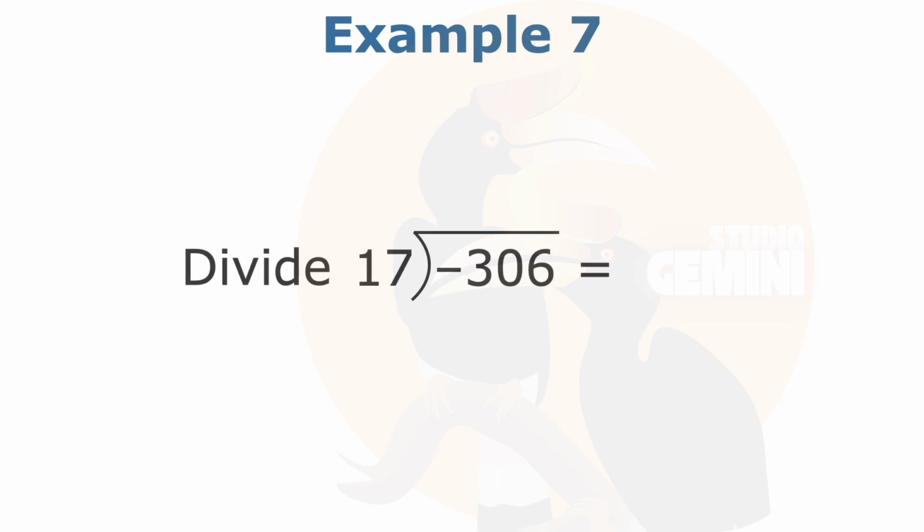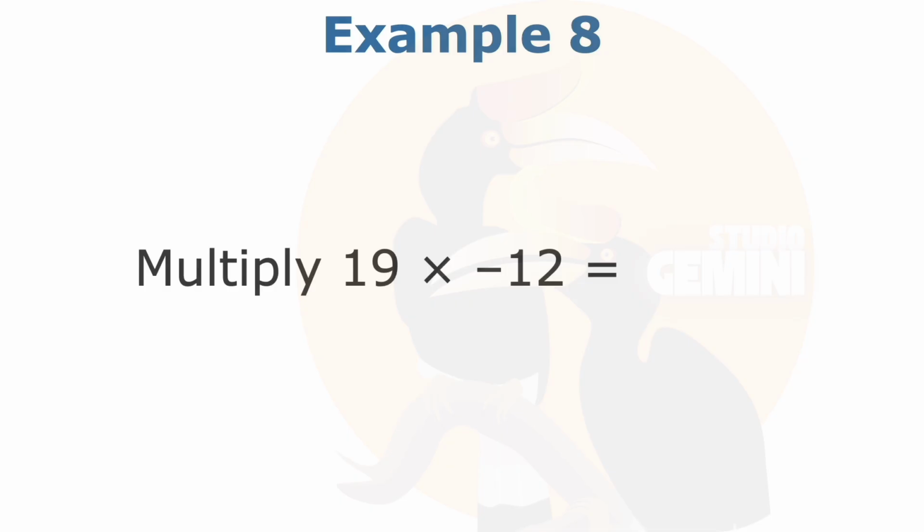Now we have negative 306 divided by 17. In this example, our integers have different signs, so our quotient will be negative. 306 divided by 17 is 18, so our quotient is negative 18. Finally, we want to multiply 19 and negative 12. 19 times 12 is 228, and since our integers have different signs, our answer should be negative, so the product is negative 228. Great work! You are now ready to add, subtract, multiply, and divide integers on your own.